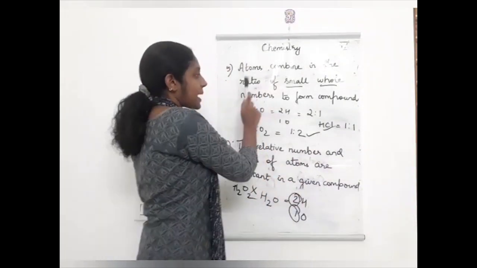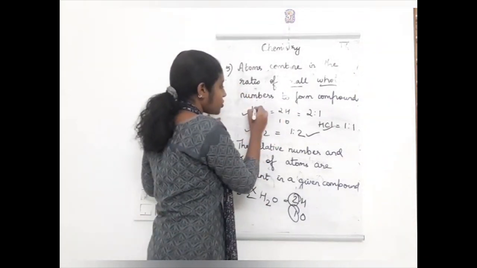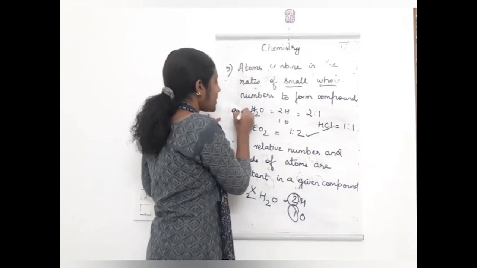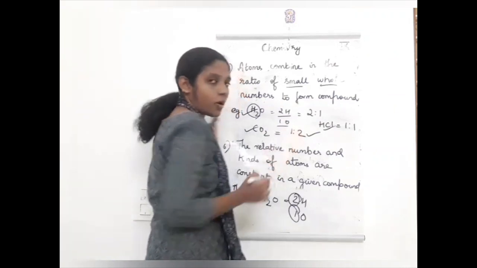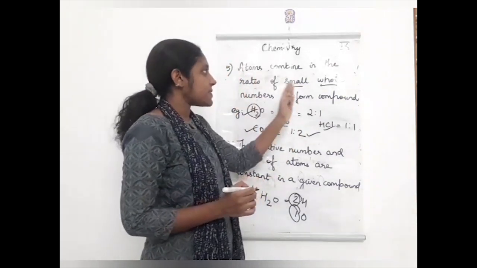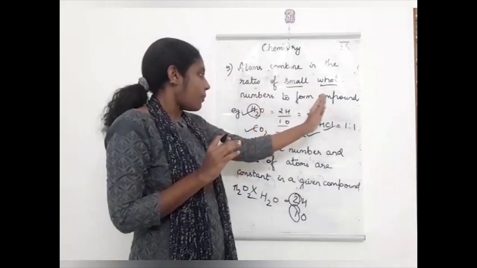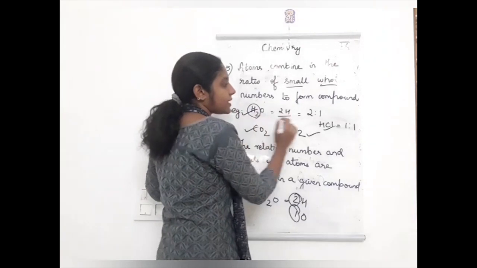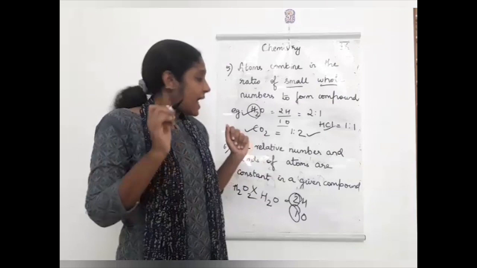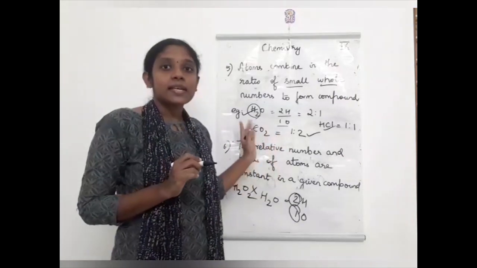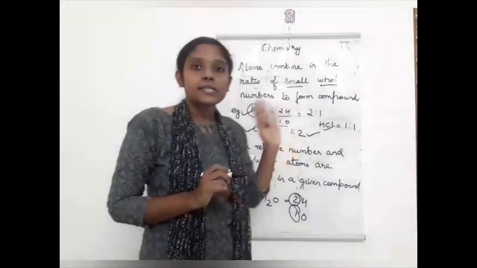That is, atoms always combine to form compounds. For example, this is a compound, H2O. When you take the example of water, the atoms are two hydrogen atoms and one oxygen atom, and these atoms always combine in small whole numbers to form a compound. That is, in water they combine in the ratio of 2:1. Another example, carbon dioxide: one carbon atom and two oxygen atoms, it combines in the ratio of 1:2.